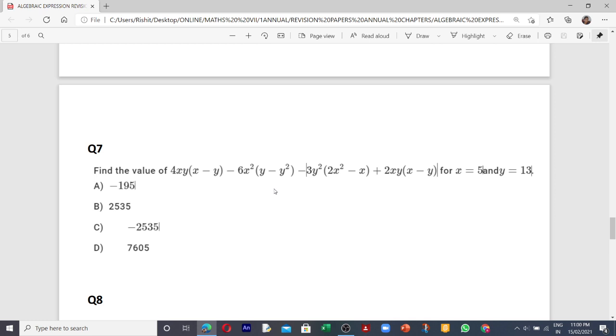Now plus 2xy will multiply with x minus y. After calculating it, after multiplying, then write it side by side like terms, add and subtract, and then x is equal to 5, y is equal to 13. You have to put it in the answer. Then the number will come. Now this is question number 7. So now let's move to question number 8.